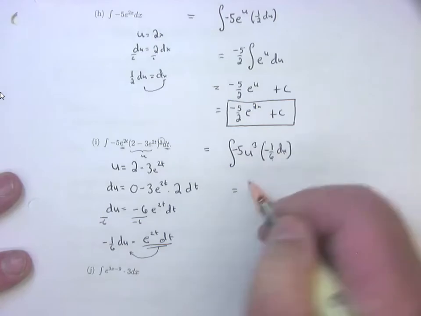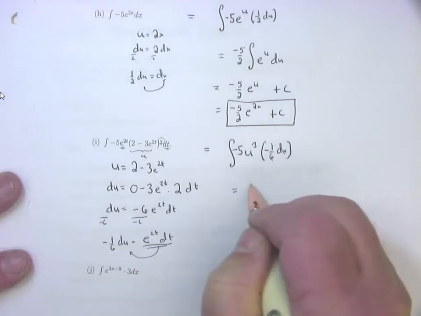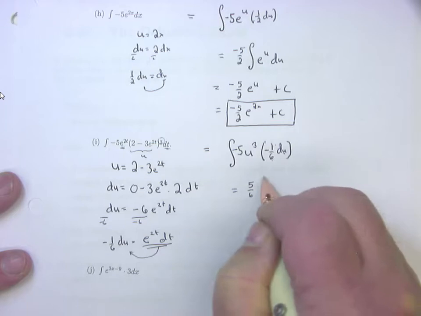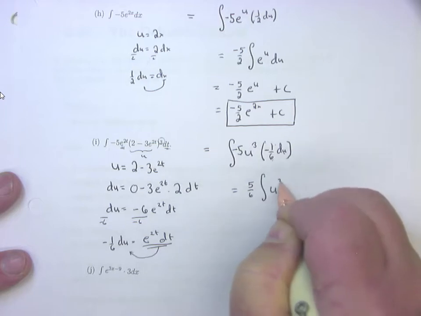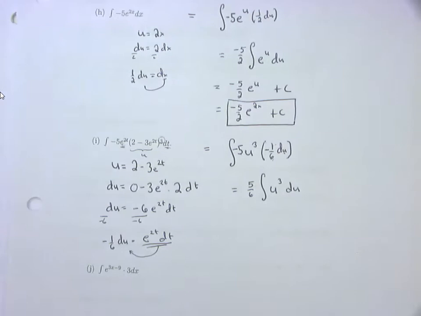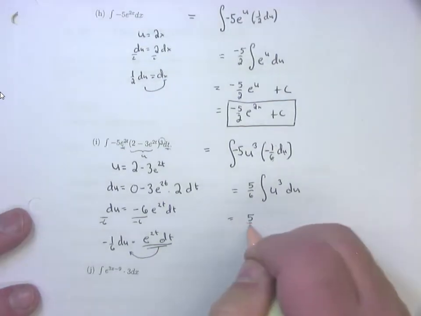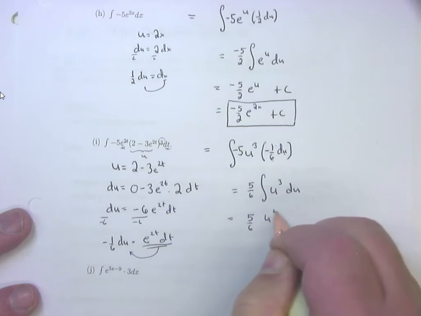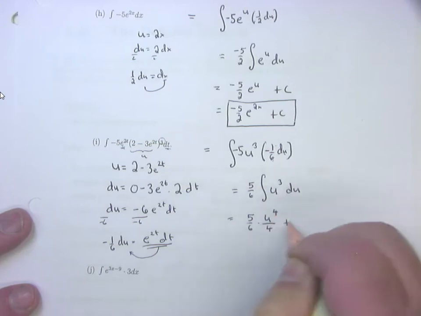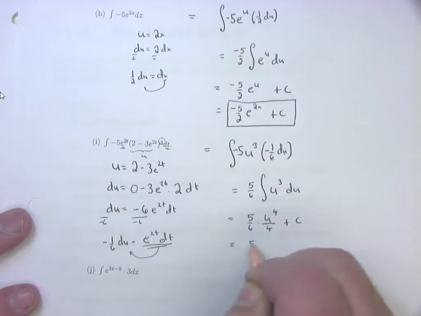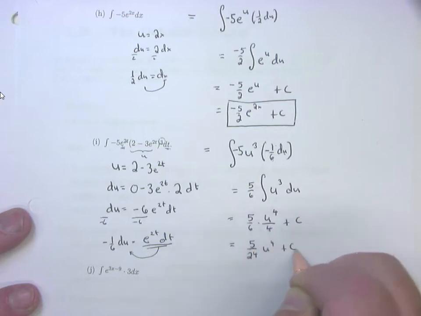So this is equal to negative 5 times a negative 1/6 becomes 5/6. And I pull that constant out front. The integral of u cubed du. It's the famous power rule. The integral of u to the n du is u to the n plus 1 over n plus 1 plus c. So this is equal to 5/6 times u to the 4 over 4 plus c. Clean that up. That becomes 5 over 6 times 4 is 24. U to the 4 plus c.